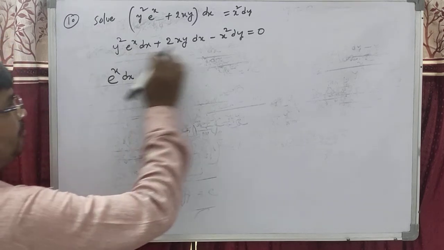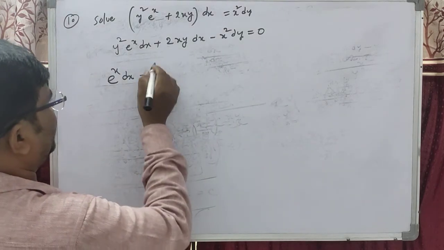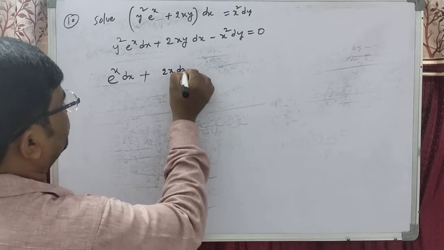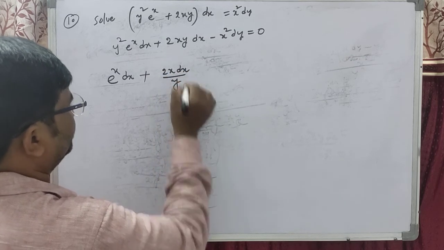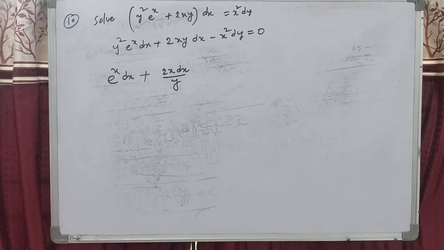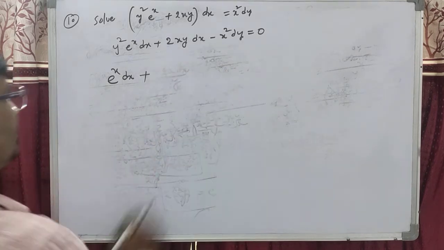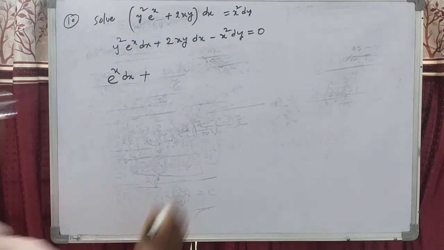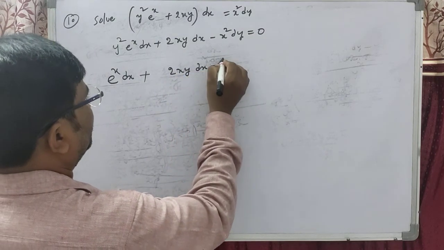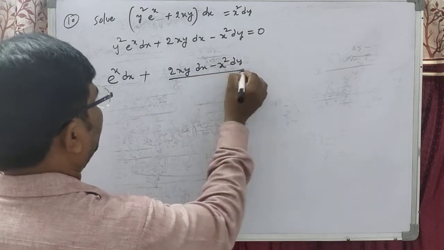So now divide by y square. This is 2x dx by y. My dear students, the complete term is also divided by y square. So this is divided by x square, and we got 2xy dx minus x square dy upon y square.